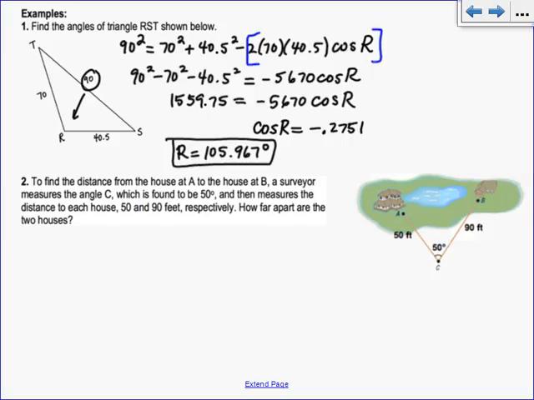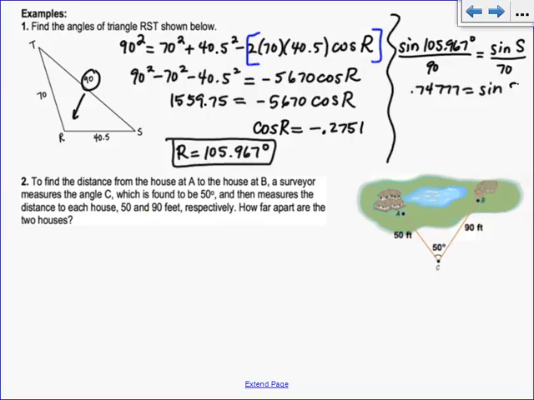Okay. So now if you want to find the next angle, we could just do law of sines, right? So I'm going to say sine of 105.967 degrees all over little r, which is 90, equals sine of s over 70. And I keep that number in my calculator. And I do some rearranging. So I get 0.74777 equals sine of s. So then s is going to be inverse sine of that answer. So it's going to be 48.398.